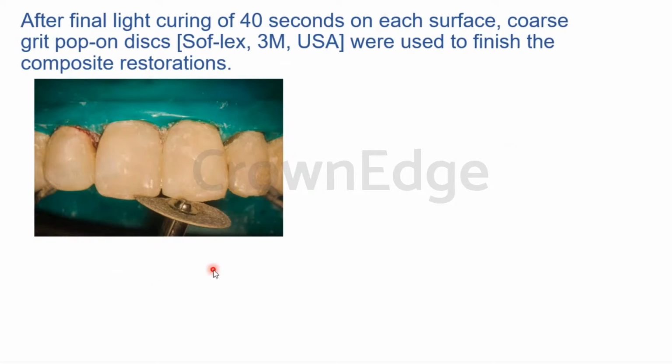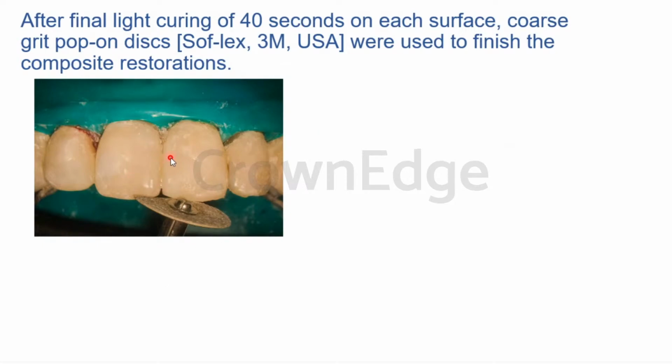Because this is a freehand restoration, there will be a lot of excess composite that you have to remove. So get your coarse grit pop-on discs by Soflex onto the mandrel. This disc can be reversed as well in order to gain better control over your polishing. So you can use that to finish the composite restoration. First, it's the finishing that we are doing.